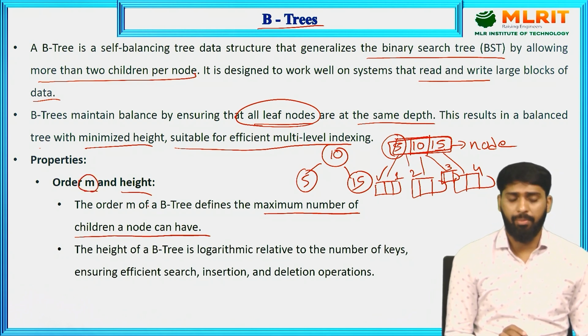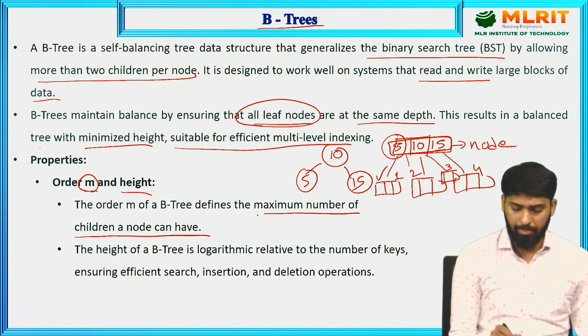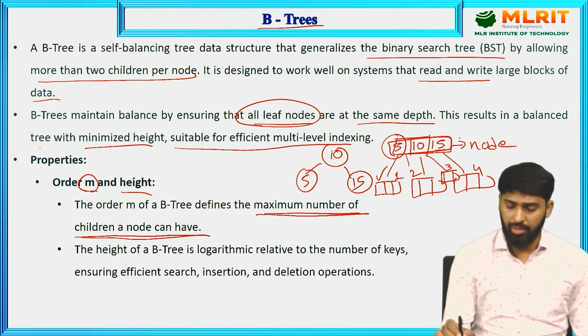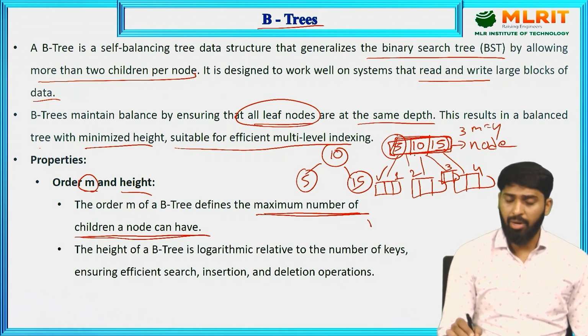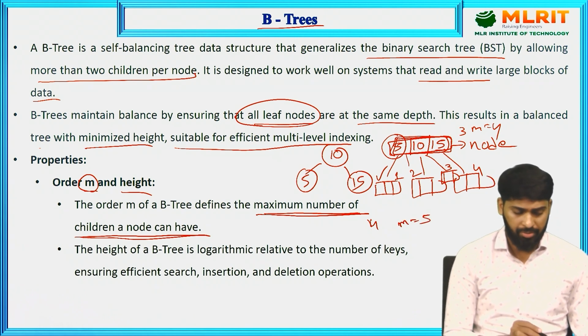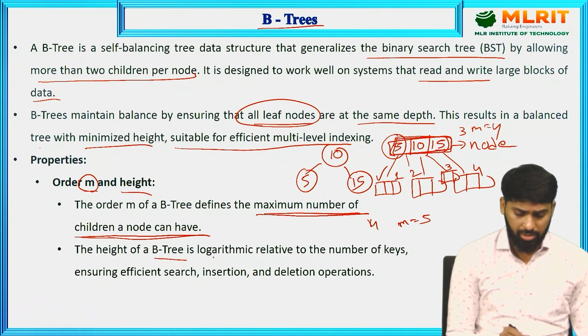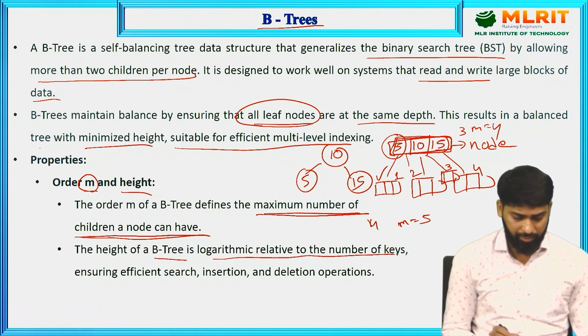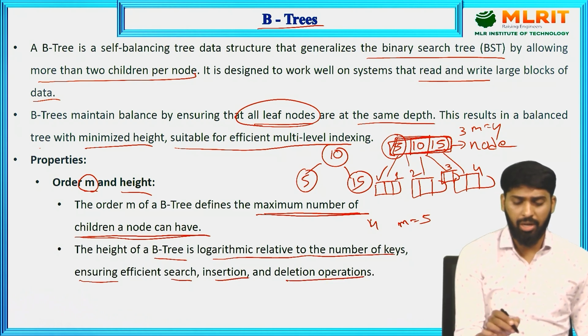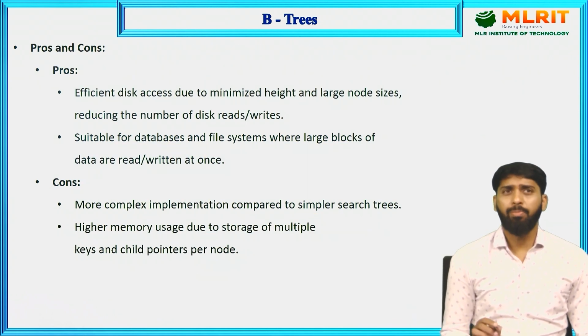The order M of a B tree defines the maximum number of children a node can have. If it holds 3 values, then M equals 4. If the number of values is 4, then M equals 5. We already discussed this in detail in our previous classes. The height of a B tree is logarithmic in the number of keys, ensuring efficient search, insertion and deletion operations. Why? Because the B tree is also a search tree. Now coming to pros and cons.